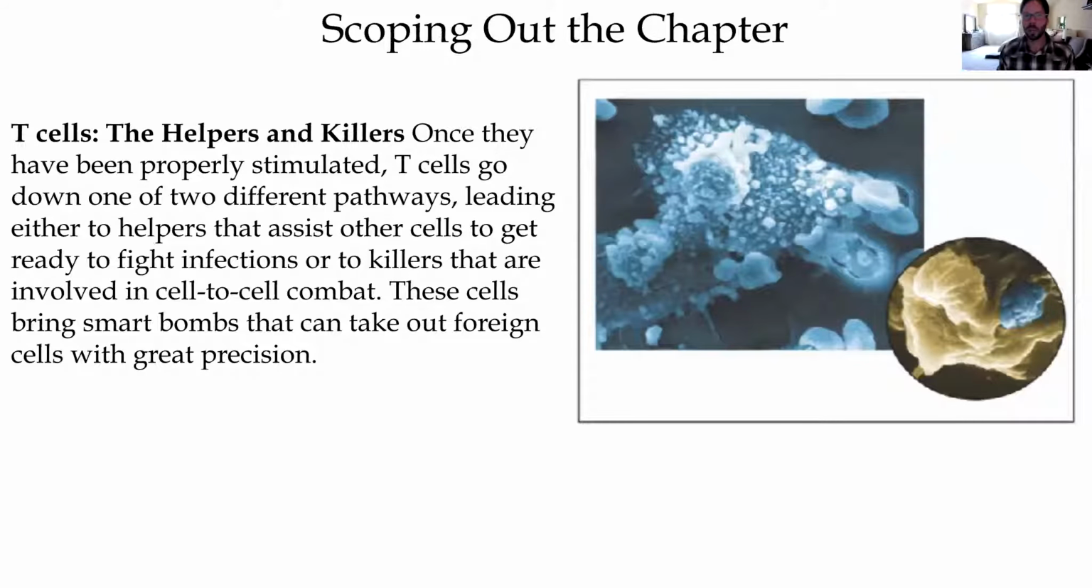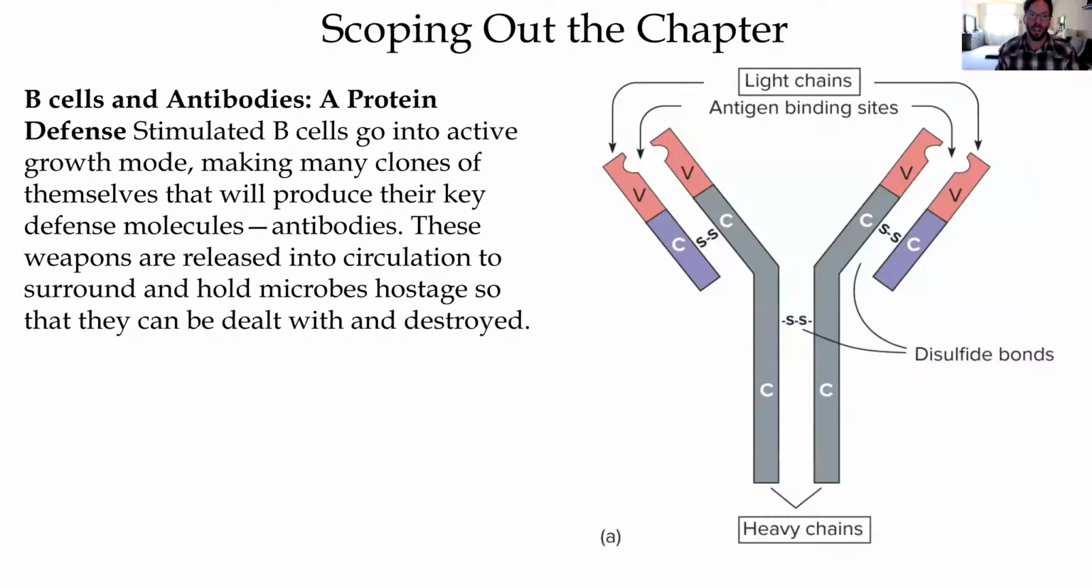T cells can be helpers or killers, and we'll talk about the differences, what makes them helper versus what makes them killers. And then we'll get into the actual process of creating antibodies, the structure of an antibody, how they're produced, and how they work, if we can get to it in time at the end.